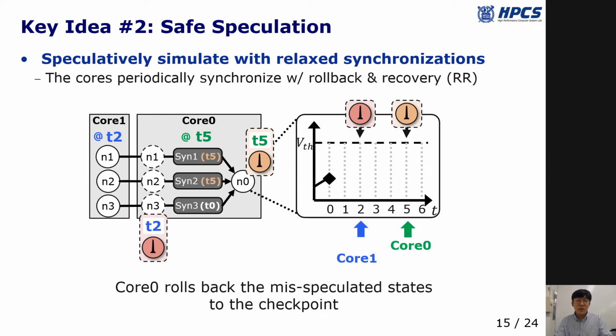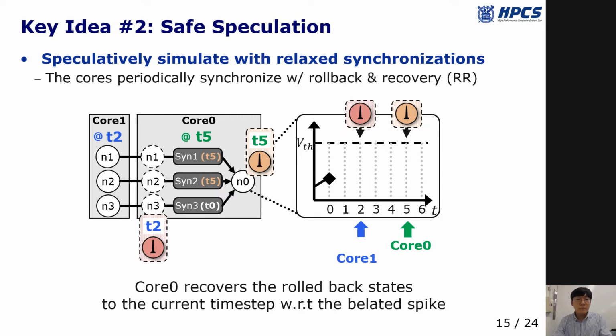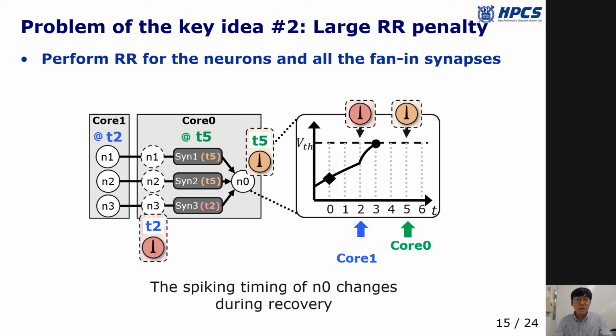To handle the misspeculation, core 0 rolls back the misspeculated state to the checkpoint. After that, core 0 recovers the state to the current time step, taking the belated spike into account. However, there is a problem of the rollback and recovery procedure.